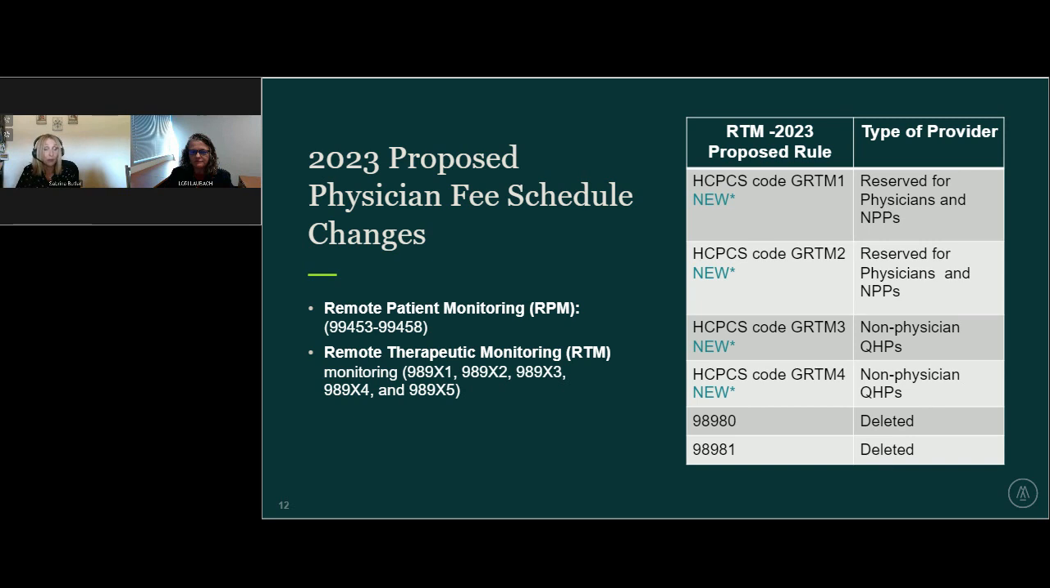We do have some rules now around who can perform what service type, so reserved for physicians and NPPs, and reserved for non-qualified physicians. So taking a look at these service lines and how they're utilized in your organization is going to be key to moving forward with these proposed and updated changes.